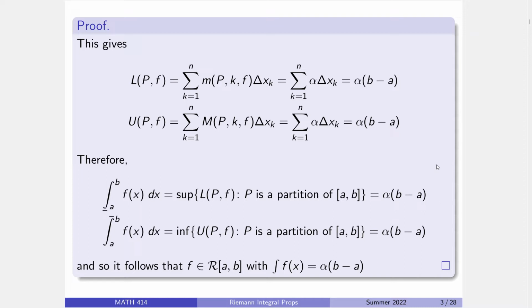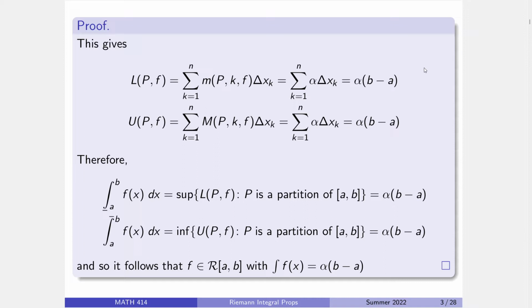Super, not a bad one to start with. It works. It just works. Alright, beautiful. Constant functions are integrable, and their integrals are what you expect them to be.